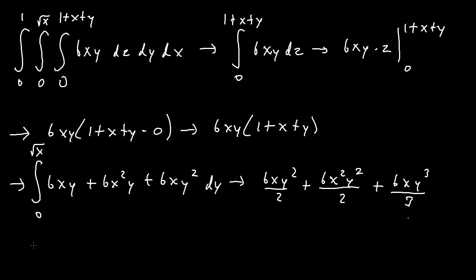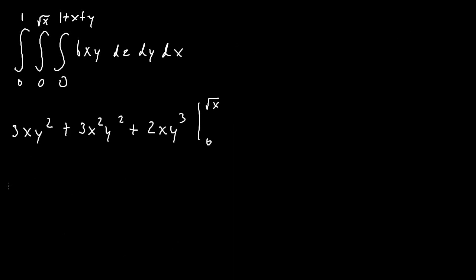Now we can simplify all these. So 6 over 2 is 3xy squared plus, once again, 6 over 2, 3x squared y squared plus 6 over 3, which is 2xy cubed. So now we can evaluate it from the y bounds of 0 to the square root of x. When I plug in square root of x for y, we'll get 3x times square root of x squared, which is x, plus 3x squared times, once again, square root of x squared is x, plus 2x times square root of x cubed, which is x to the 3 halves power, since x to the 1 half, to the third, is x to the 3 halves.